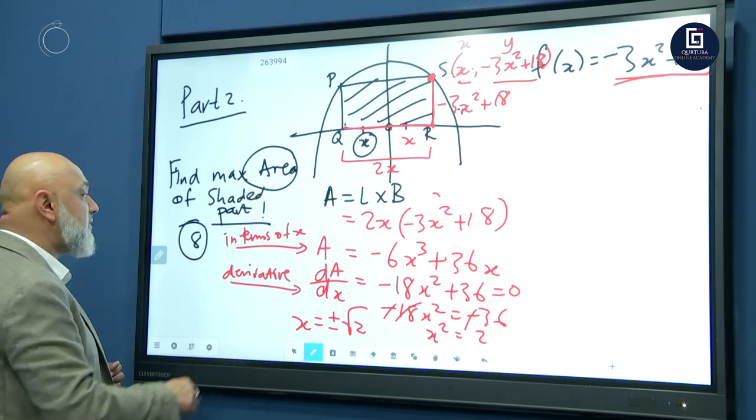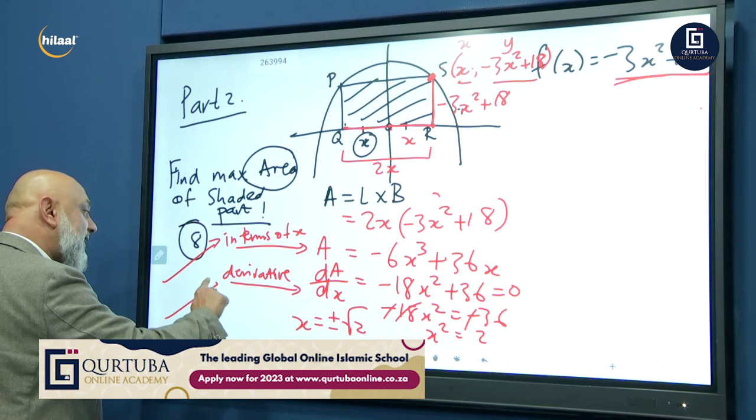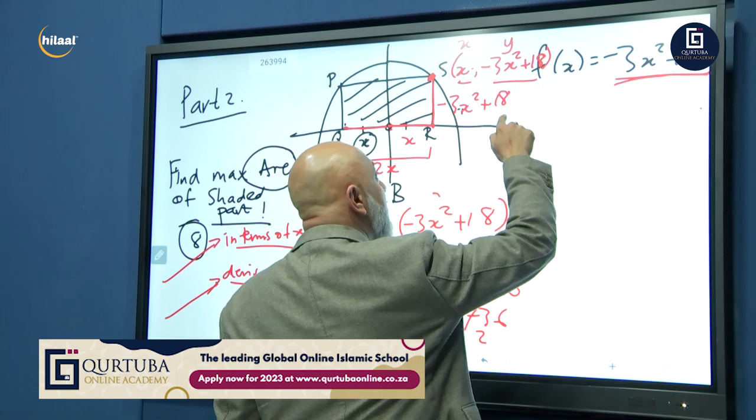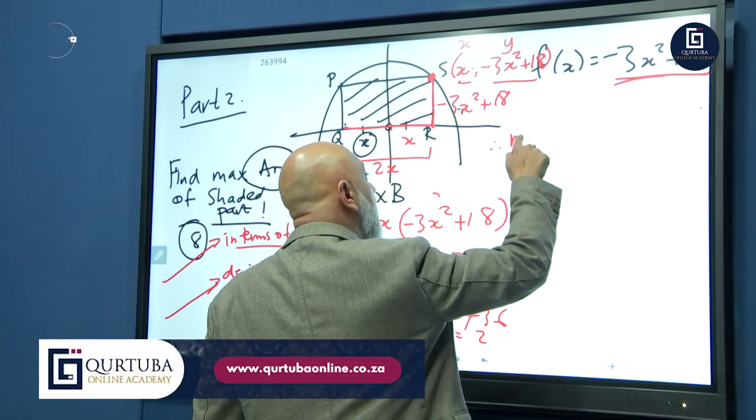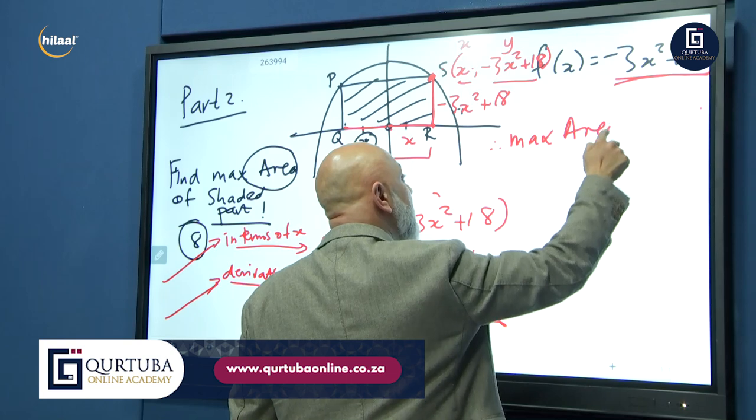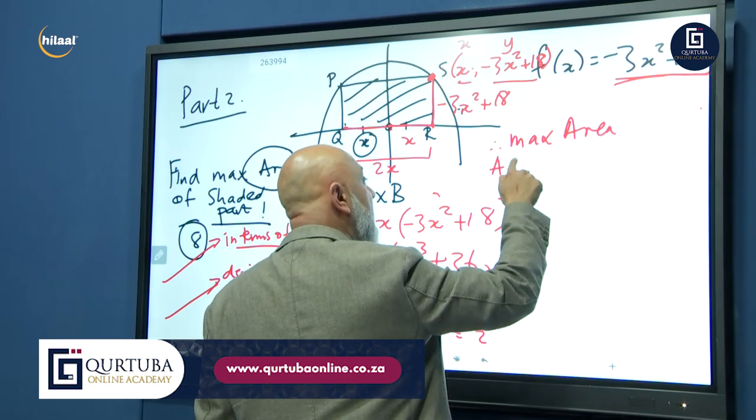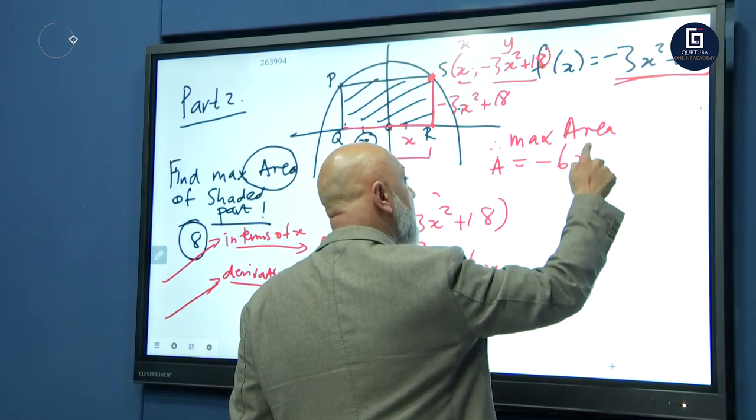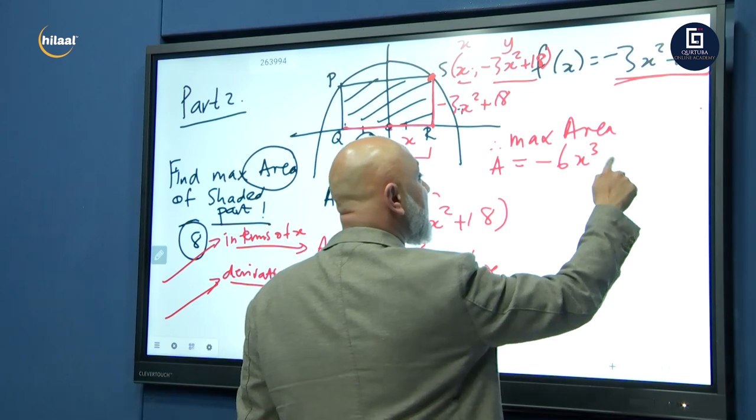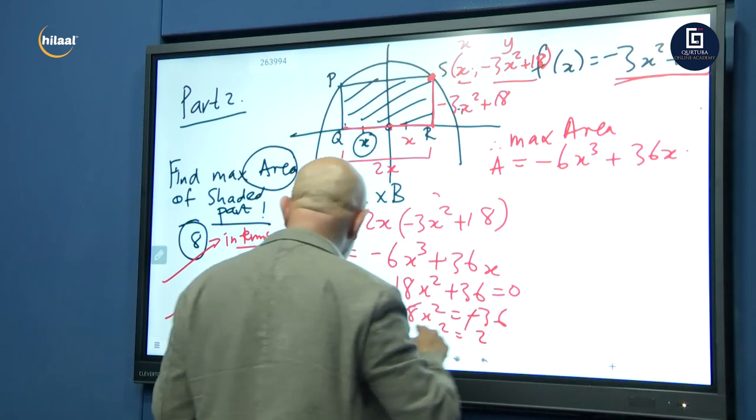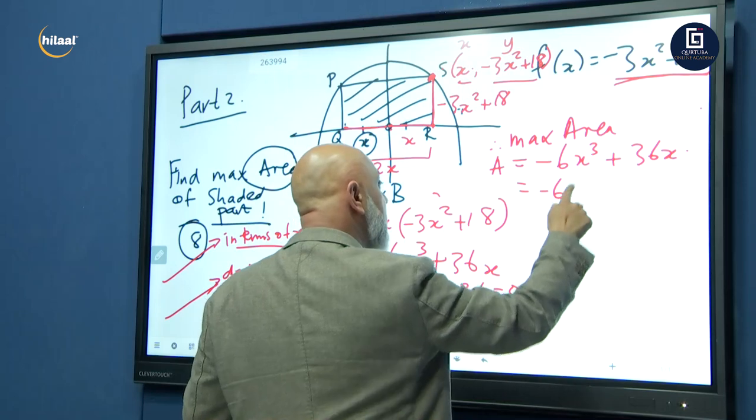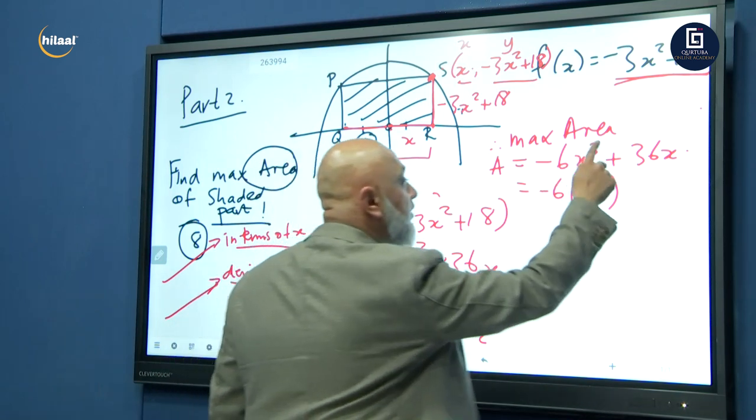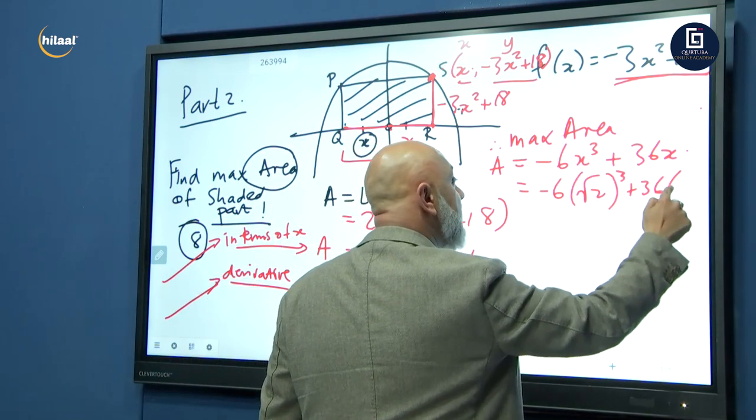Now we need to find the maximum area. So that was step number 1, that's step number 2, and we're now going into step number 3. Therefore, your maximum area is going to equal, what was our area? Minus 6x cubed plus 36x. Now let's put in plus root 2. Minus 6 into root 2 cubed plus 36 into root 2. We just found root 2 there.